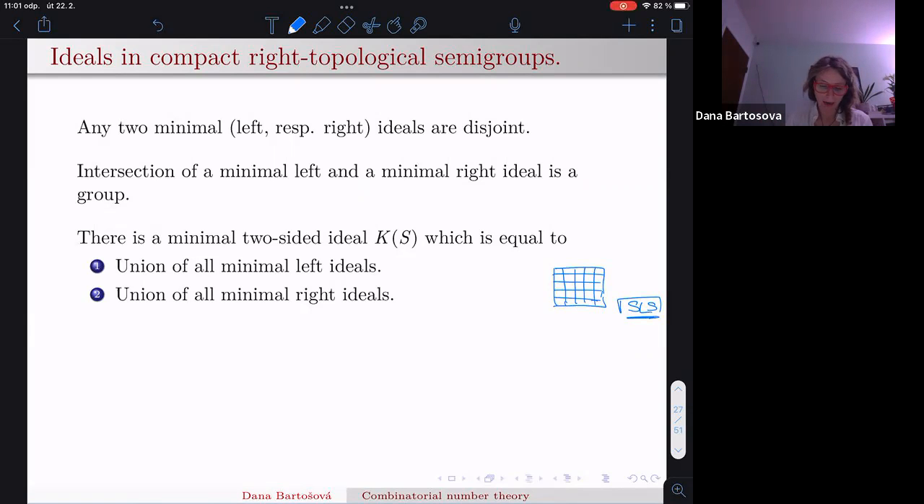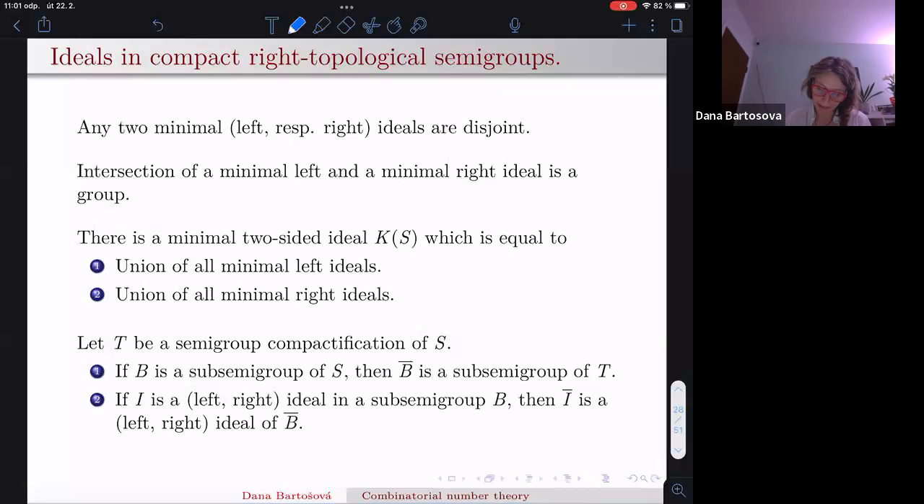Okay, so this is how they look. And then we need some information. These are all straightforward lemmas.